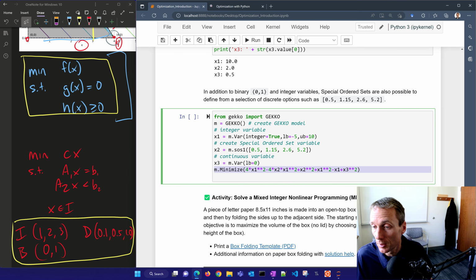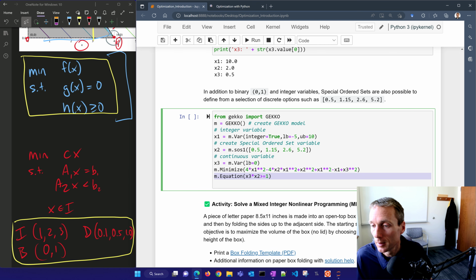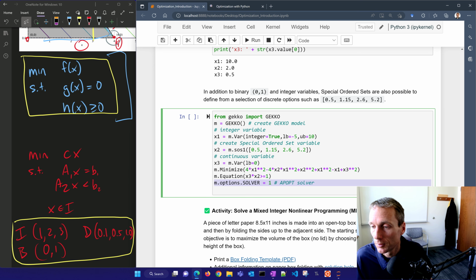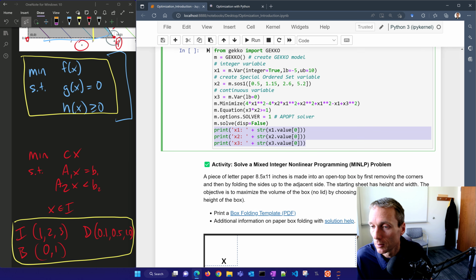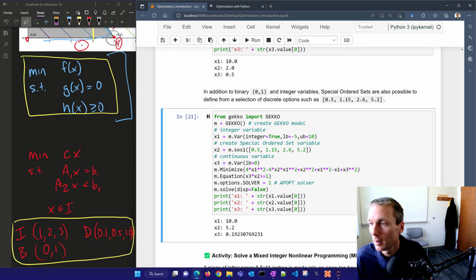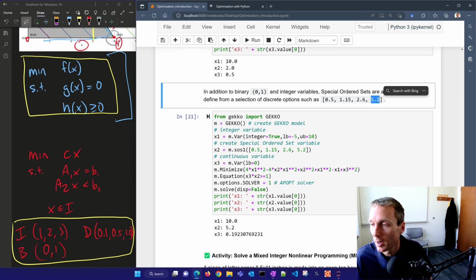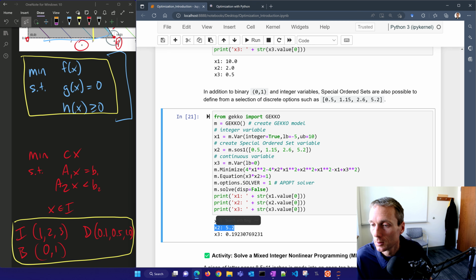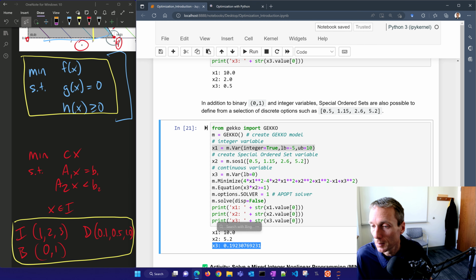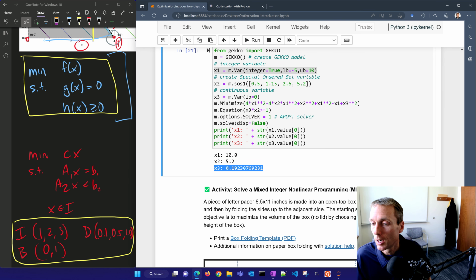Also have our continuous variable in there as well. And then there's our inequality constraint and our objective function. We'll solve this with the APOPT solver and then print our values. Of those, it chose this 5.2 for x2. You can see that was our special ordered set. It allowed it to choose one of those four values. This first one, x1, is still an integer. So there's our 10. And then our final one, x3, that's still a continuous variable. So there's our optimal solution.